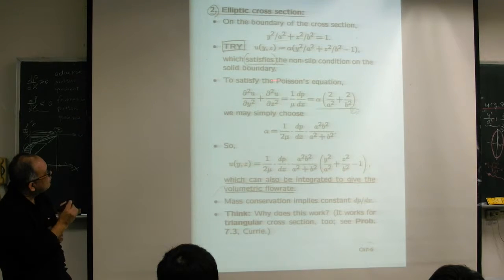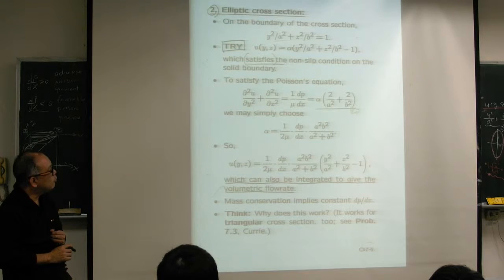So we should satisfy our governing equation. This is our governing equation. The equation gives you the partial square u partial y square plus partial square u partial z square equal to 1 over mu dp dx. This is our governing equation.